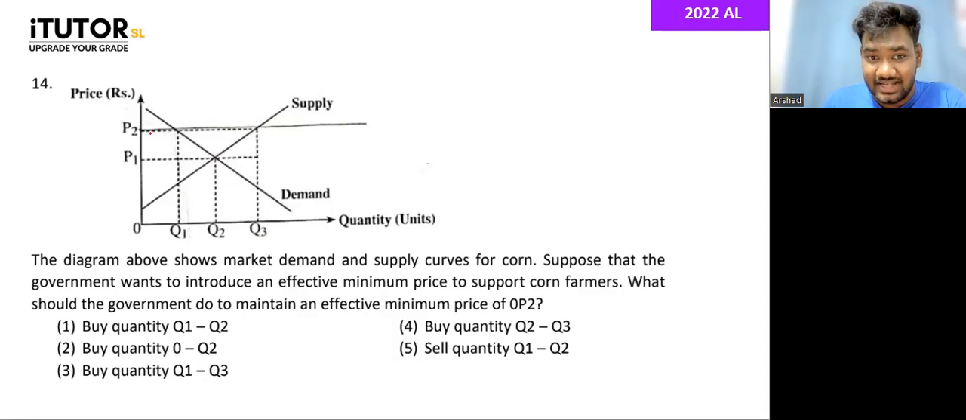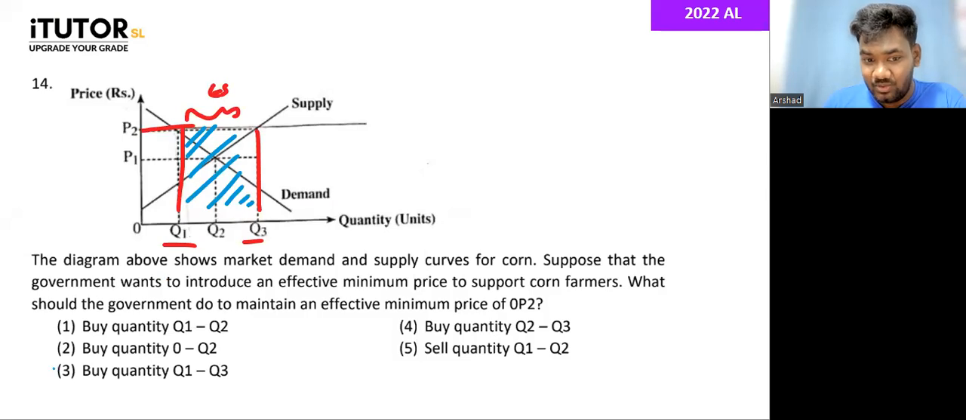At this price of P2, the demand is Q1, supply is Q3. So there is an excess supply here. So what should the government do? The government has to purchase this excess supply, right? So meaning they have to buy the difference between Q1 and Q3.